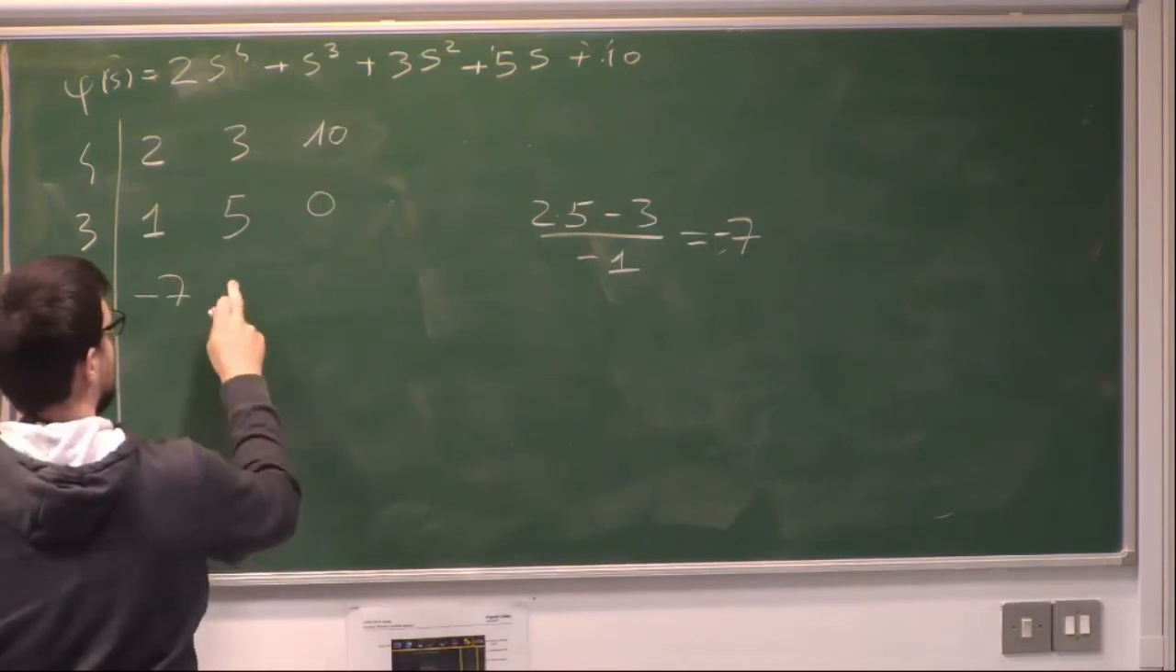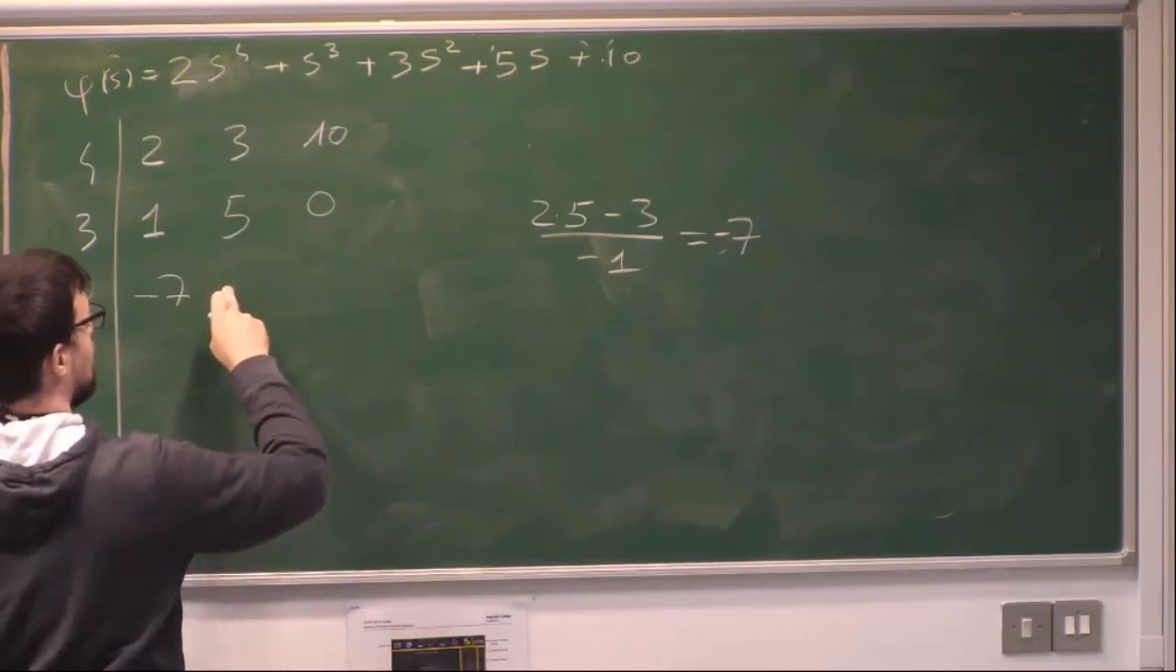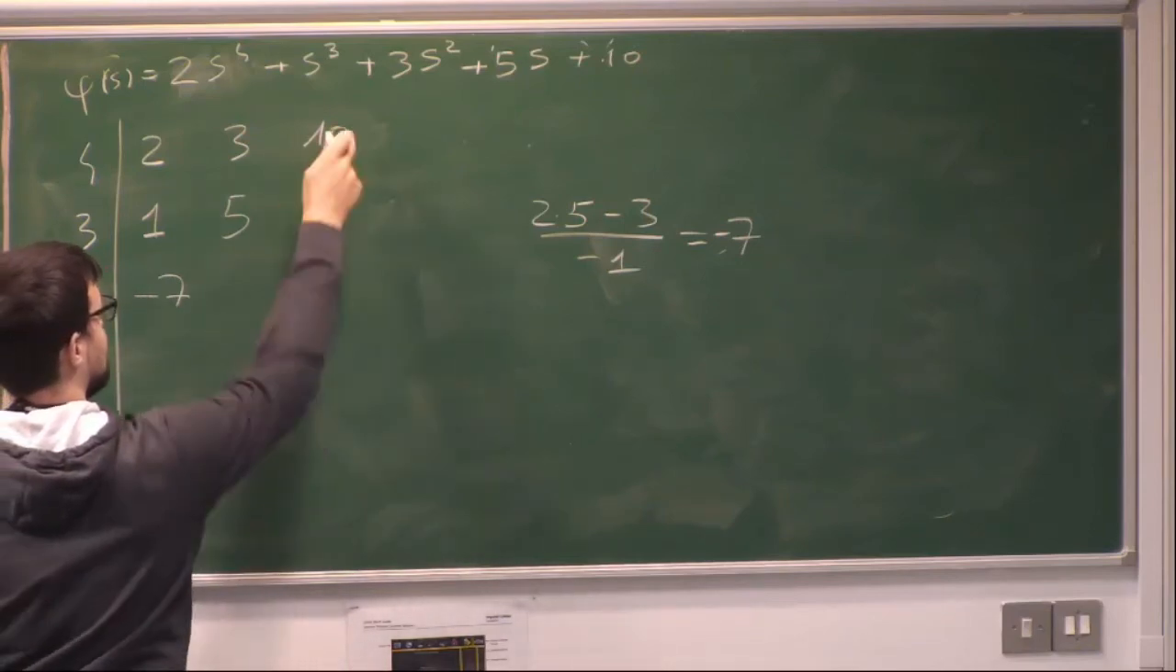Then we want to compute the element that goes here. Here there is actually a trick, because the element that goes here, when there is a 0, is always the number that appears here.